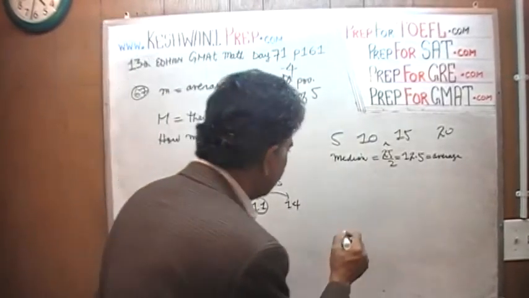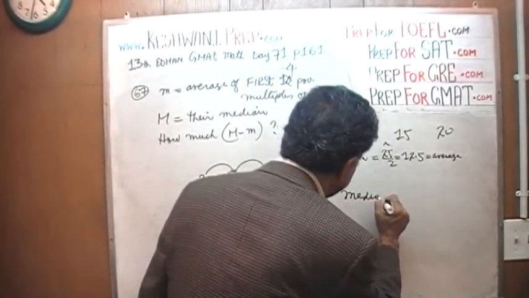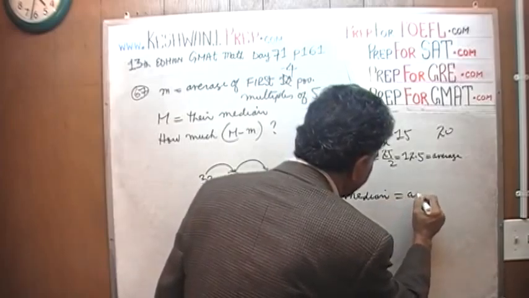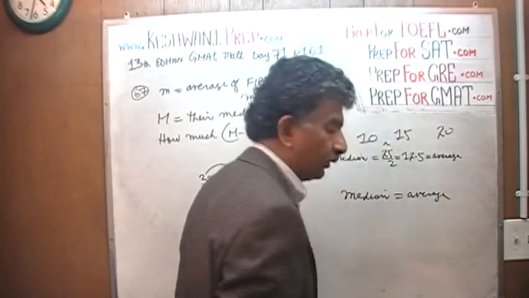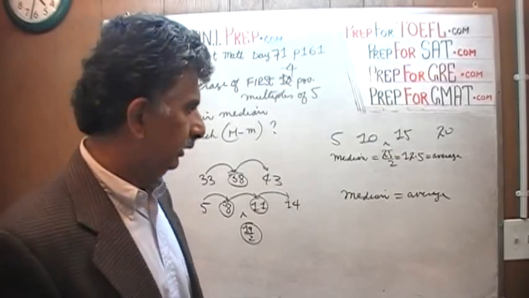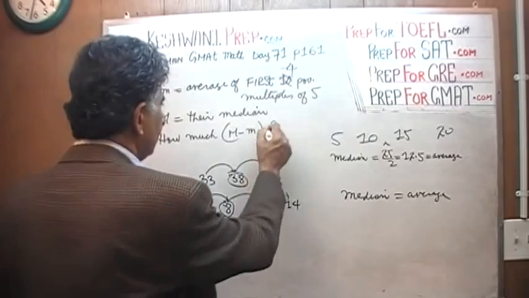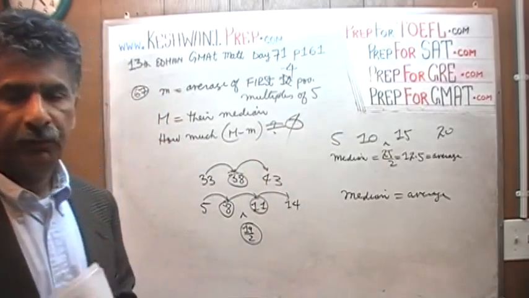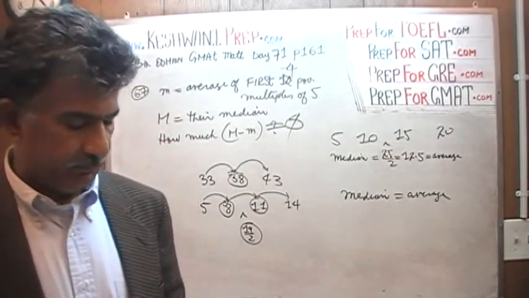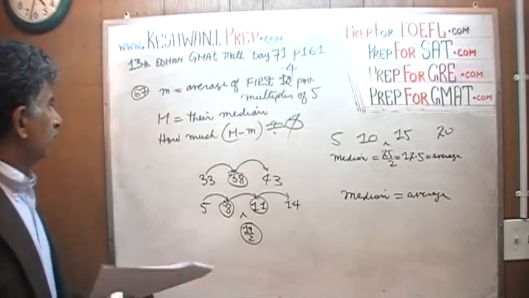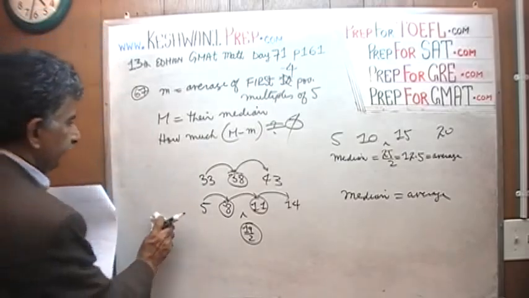And since the median equals the average, or as they like to call it, the arithmetic mean, their difference is 0. The difference is a big fat 0 because they are equal to each other. That's all. Let's go on to the next one, number 68. That's it, we're done.